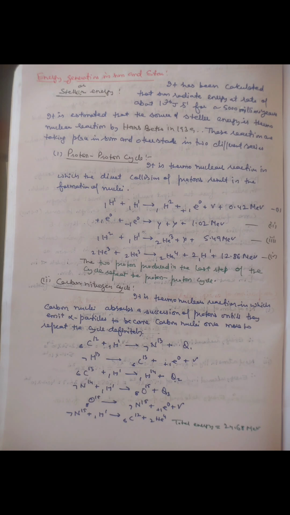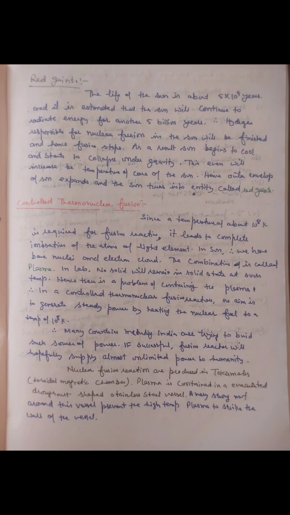These reactions are taking place in the sun and other stars in two different series, proton-proton cycle and carbon-nitrogen cycle. It is estimated that the sun will continue to radiate energy for 5 billion years. Therefore, hydrogen will finish and fusion will stop. The sun will begin to cool and collapse under gravity. This will increase the temperature of the core of the sun. Hence, the outer envelope of the sun expands and the sun turns into an entity called red giant.